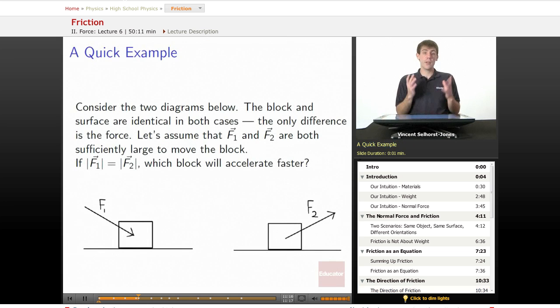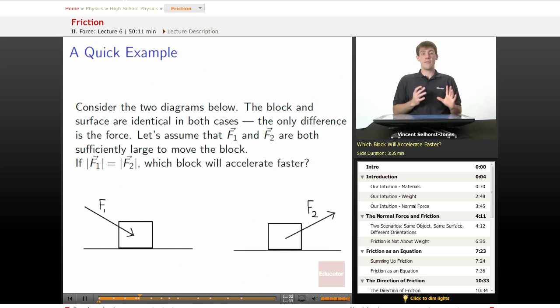All right, so at this point, we've got a pretty good understanding of how force works. We've got this interaction between mu and the normal force. So let's consider these two diagrams here. This block is going to be the same in both of our diagrams, and the surface it's resting on is going to be the same in both of the diagrams.